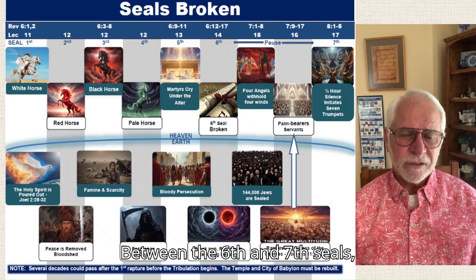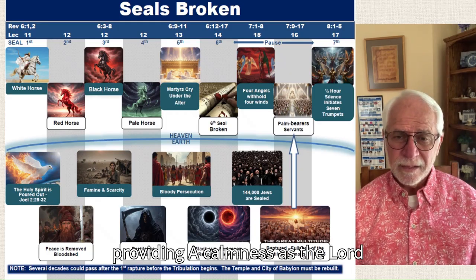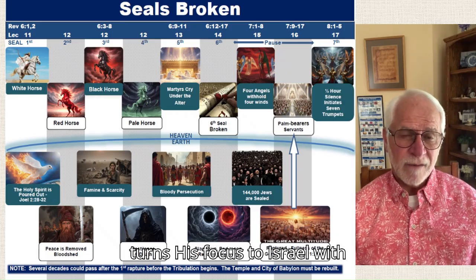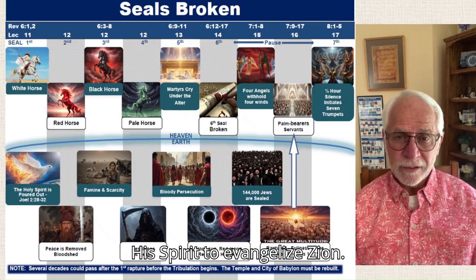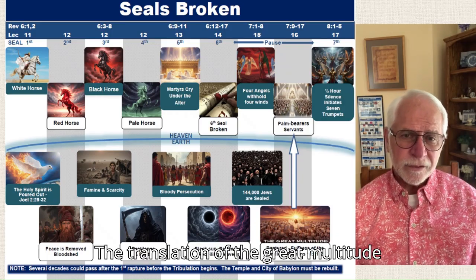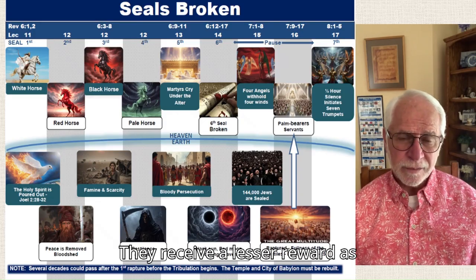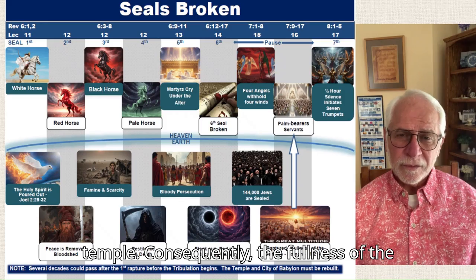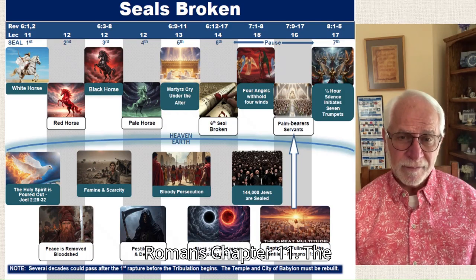Between the 6th and 7th seals, 4 angels withhold the 4 winds, providing a calmness as the Lord turns his focus to Israel with a sealing of 144,000 Jews with his spirit to evangelize Zion. The translation of the great multitude includes many of those left behind. They receive a lesser reward as palm bearers, serving in God's heavenly temple. Consequently, the fullness of the Gentiles is fulfilled as anticipated in Romans chapter 11.